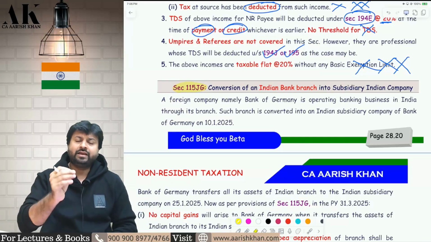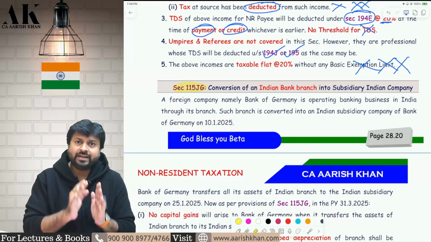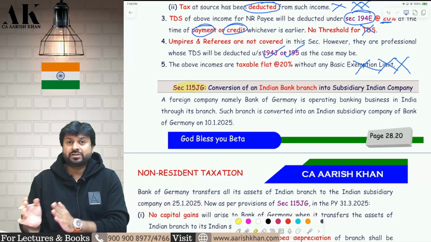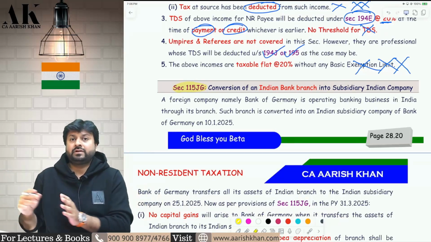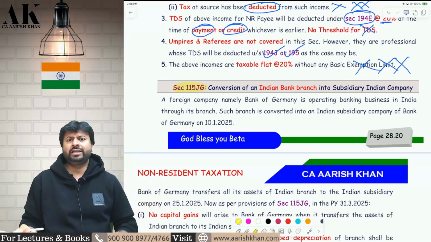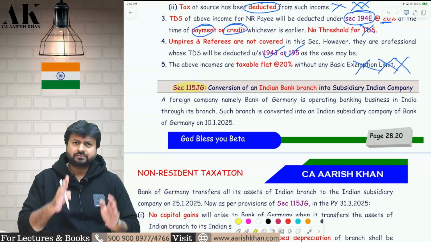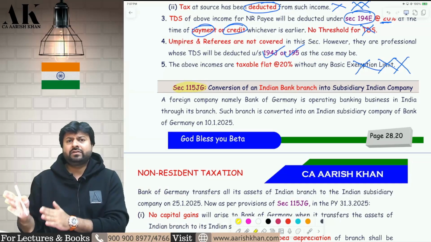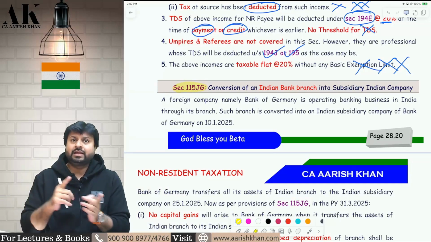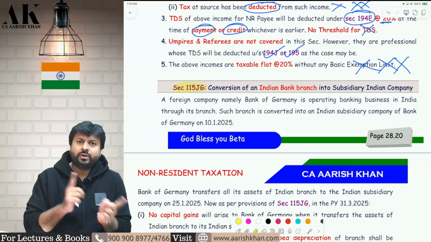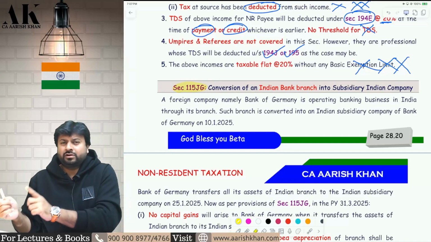What benefits? They have a lot of questions. First question: if an Indian branch is converted into an Indian subsidiary, then whatever capital assets are transferred, what will happen with that? That will be fully exempt, don't worry, as per section 115JG. Similarly, if an Indian branch is converted into an Indian subsidiary of a foreign bank, then whatever losses and whatever UAD are there, will you allow that to be carried forward to the new company?